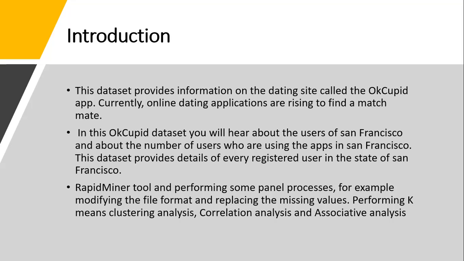state. It is a dataset taken from Kaggle, and I use the RapidMiner tool to perform some processing, for example, modifying the dataset, replacing the missing values, performing k-means clustering, correlation analysis or associative analysis. In this analysis, I worked on correlation analysis and associative analysis.